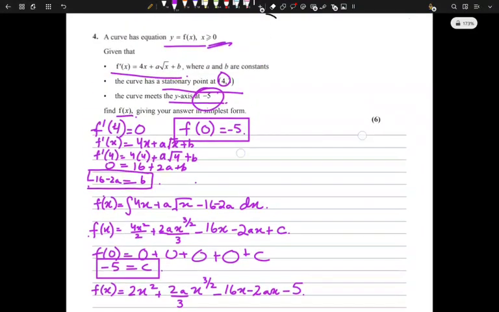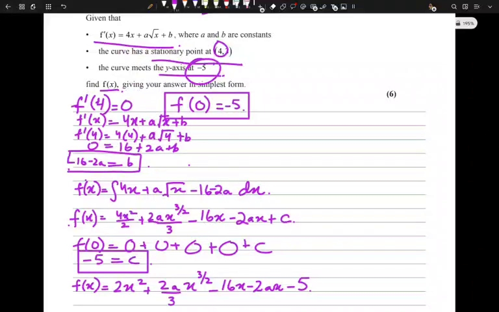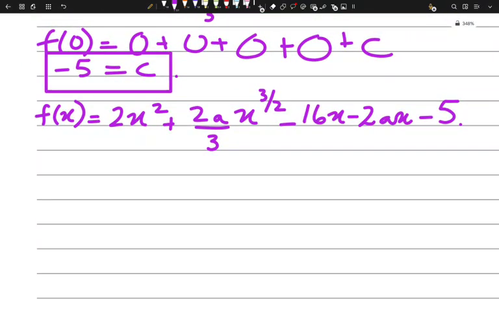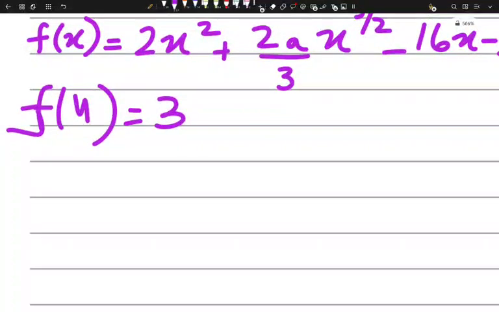Let's look at further information that we might have. The curve has a stationary point at (4, 3). This means when x is placed as 4, the answer is going to be 3. So this is the third relation. Let's try making another equation out of it. If x is 4, f of 4 equals 3. Because this is a point on the curve, right?